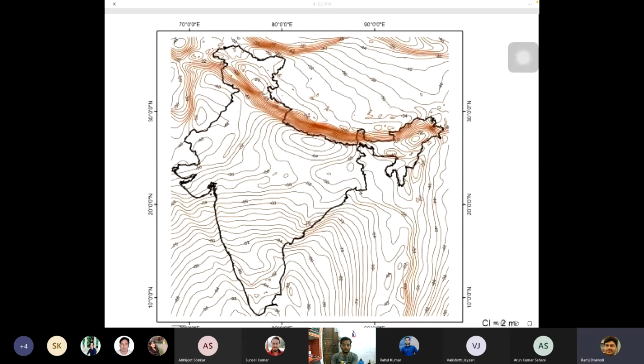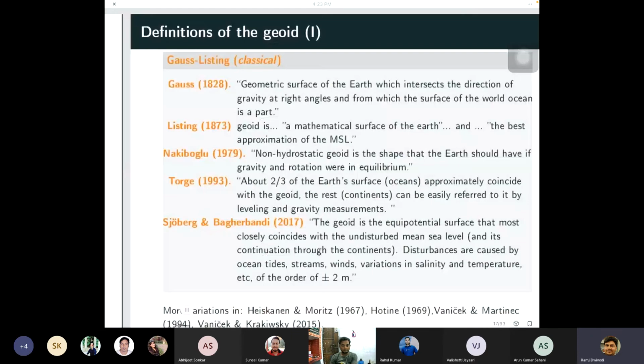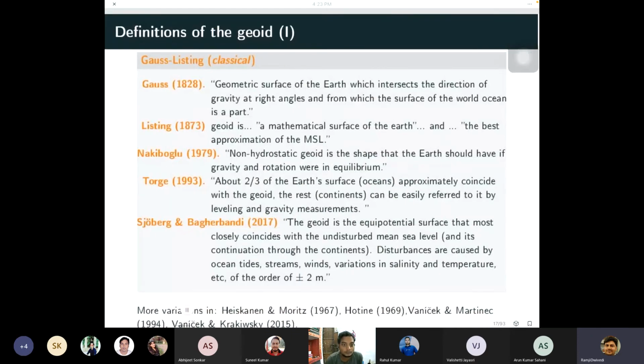So the definition of geoid is very much important. I'll pick one by one. You should be following me. Considering the definition given in 1828 by Gauss: the geometric surface of the Earth which intersects the direction of gravity at right angles, from which the surface of the world ocean is a part.